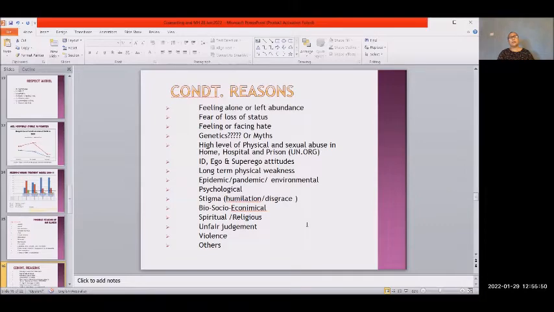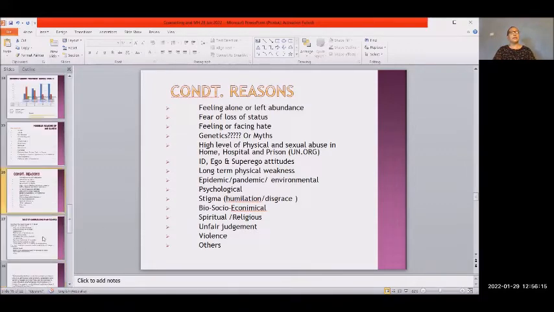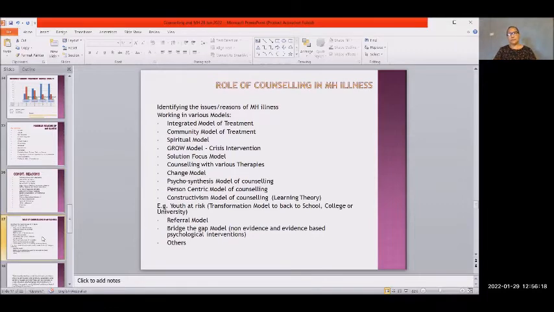Similarly, unfair judgment and violence and others. Okay, I'm not going to repeat all about the violence. Of course, domestic violence, social violence, community violence, workplace violence. They are also reasons for someone's mental health illness. So these are some sort of reasons. And when a person is with a counselor, I'm 100% sure that the counselor will be able to identify it.